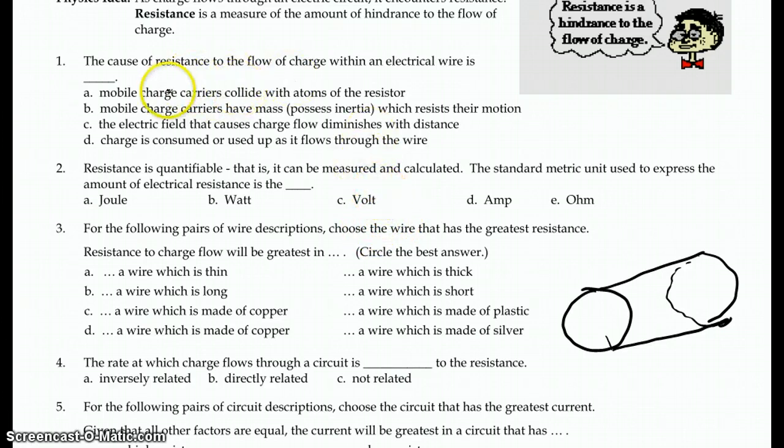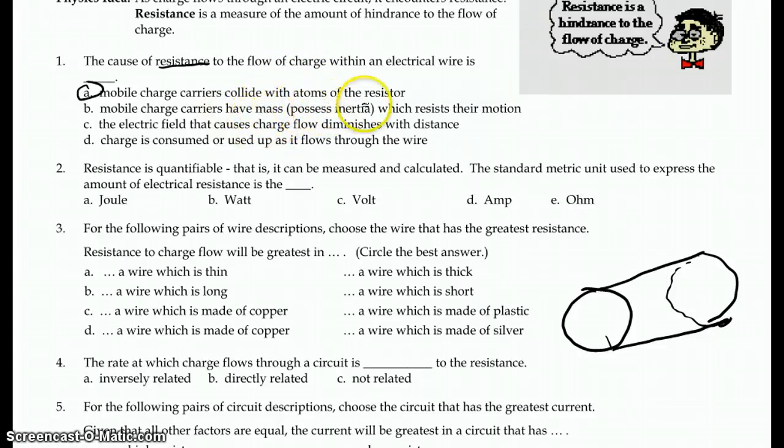So in number 1, the base cause of resistance is the same cause that makes the drift velocity of an electron in a wire pretty slow, about a meter per hour. And that is that the mobile carriers, the electrons, will collide with atoms that are in the resistor and embedded in the material of the resistor and don't want to move or allow them to move by.